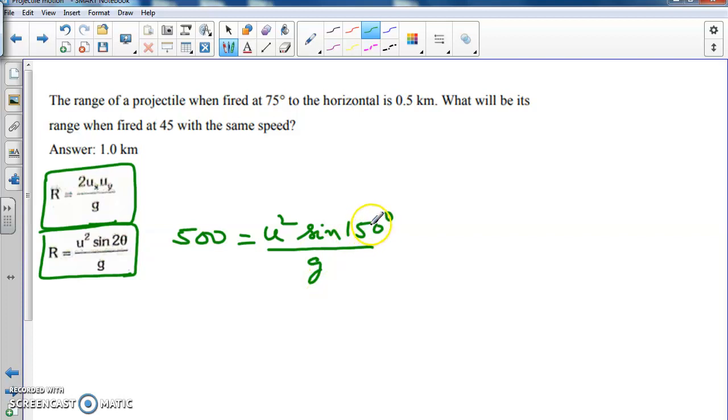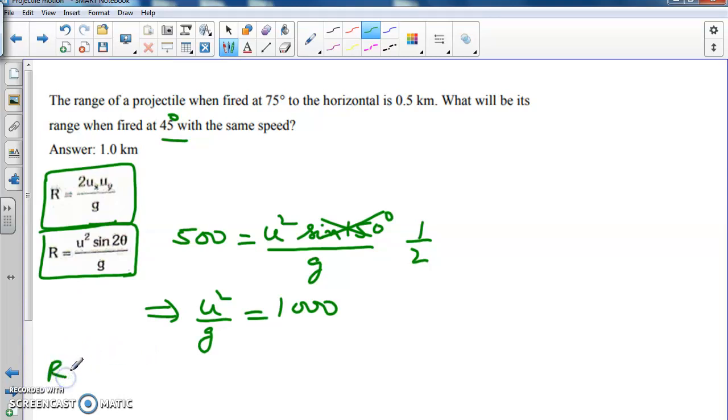And what is the value of sine 150 degrees? It is sine 30 degrees, and sine 30 degrees is 1 upon 2. Therefore we get u square upon g is equal to 2 into 500, that is 1000. Now what will be the range when fired at 45 degree with the same speed? Means speed is same, then we have to find range.